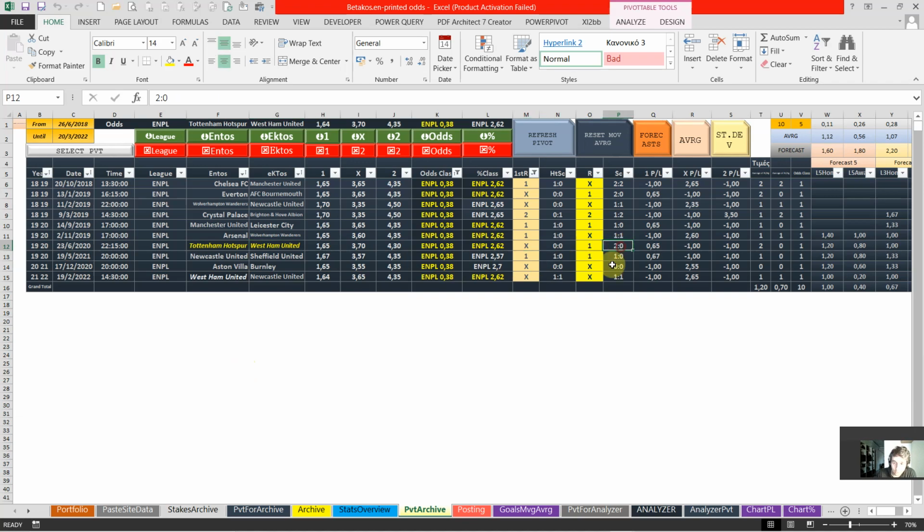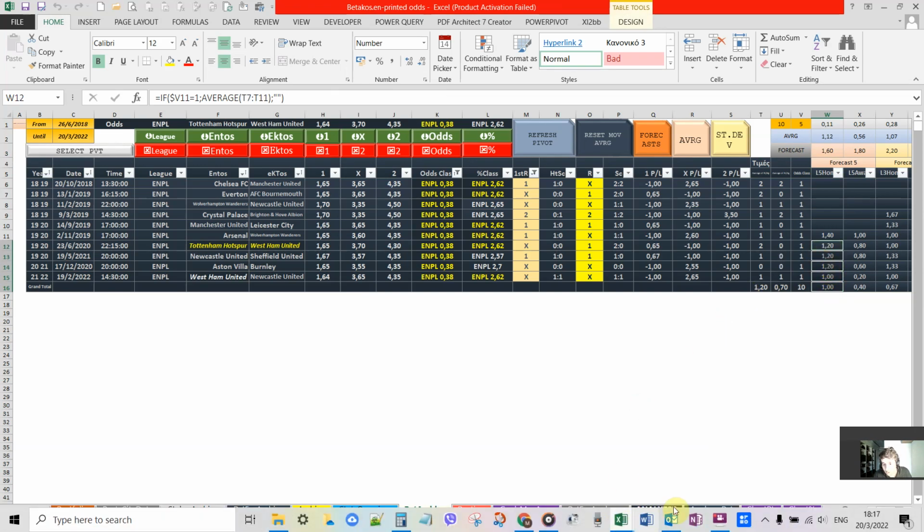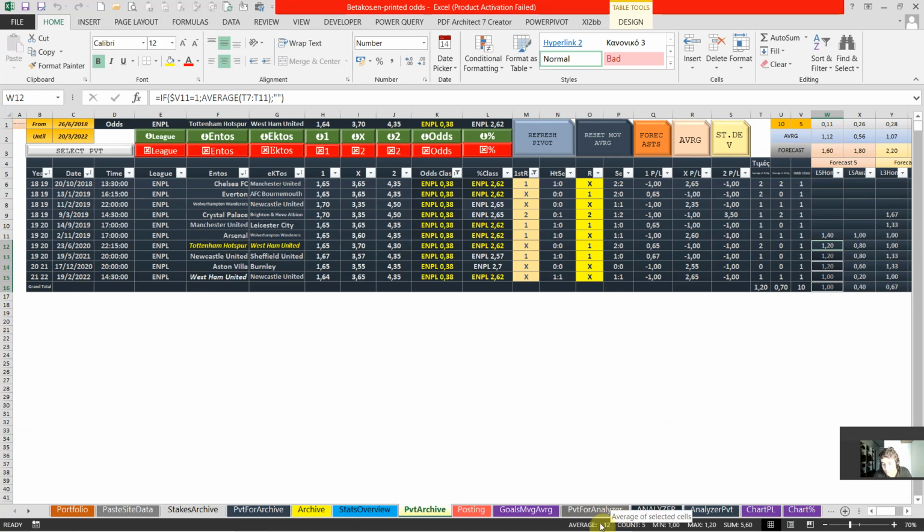The final result was a victory for Tottenham 2-0. Again, we can see that the total average is 1.2 and 0.7, and here we can see the average for the last 5 sets of 5 games: 1 set, 2 sets, 3, 4, 5, and we can see the average 1.12. So that means that the first decision for me is that I need Tottenham to score at least 1 goal.